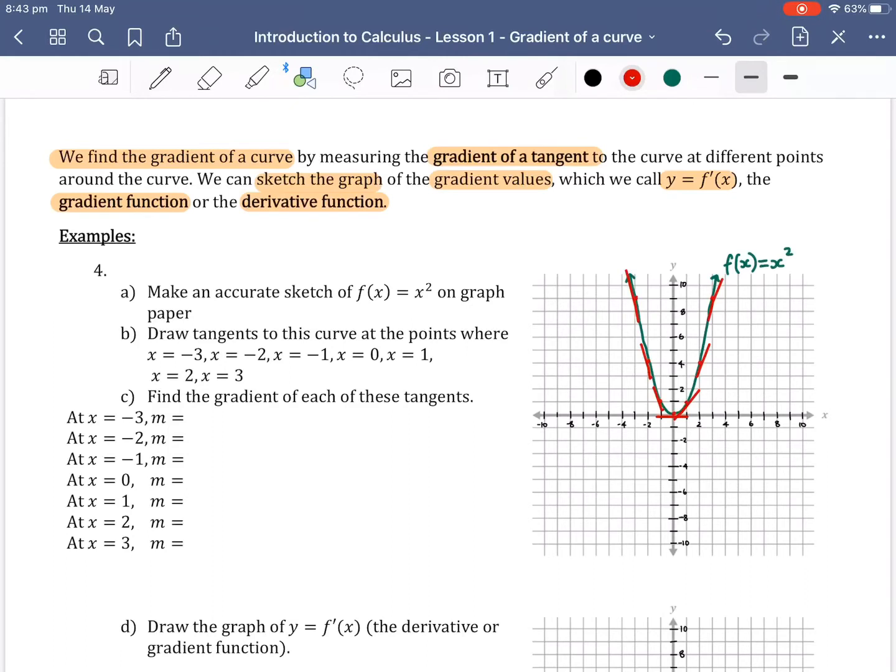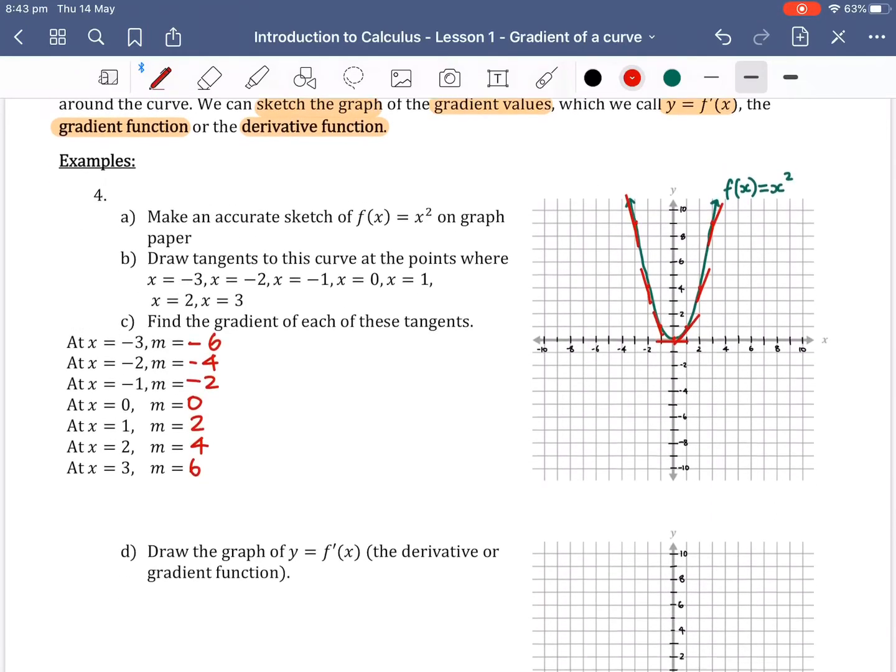So at x equals -3, our gradient is -6. At x equals -2, our gradient is -4. At x equals -1, our gradient is -2. At x equals 0, our gradient is 0. At x equals 1, our gradient is 2. At x equals 2, our gradient is 4. And at x equals 3, our gradient is 6.